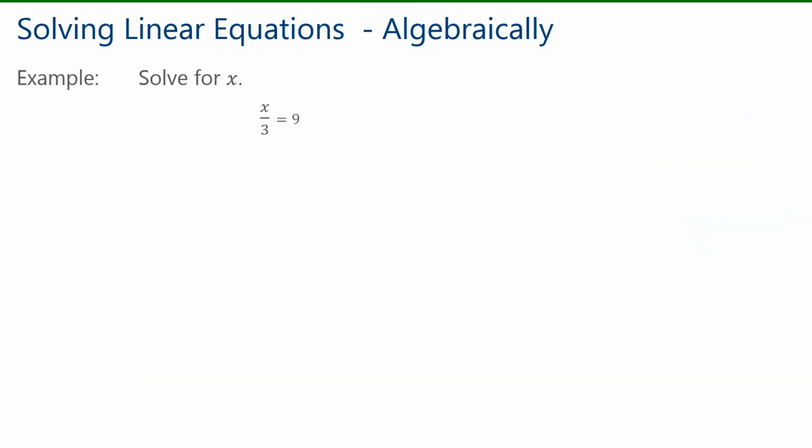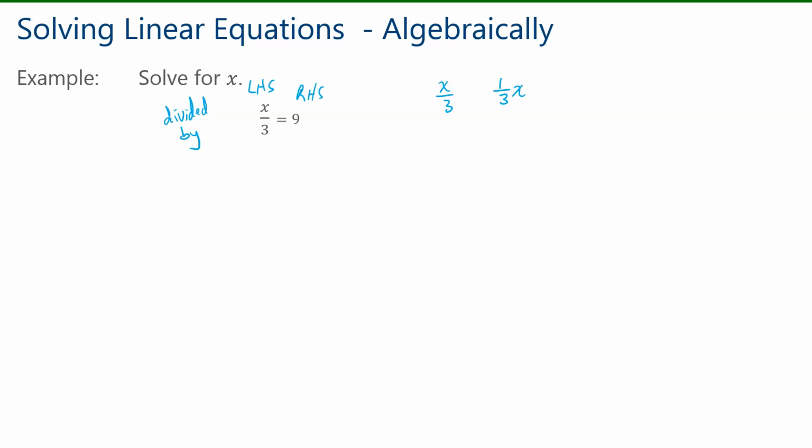Our first example, solve for x. X divided by 3 equals 9. We have divided by 3 on the left-hand side, and the opposite of division is multiplication. Before we actually go through the workings here, though, I want us to have a close look at this x divided by 3. I want to point out that x divided by 3 can also be written as 1 over 3 x, or a third of x.